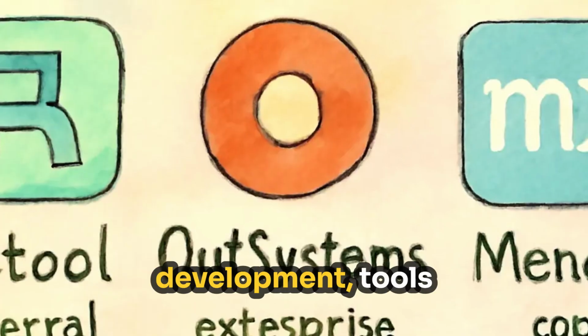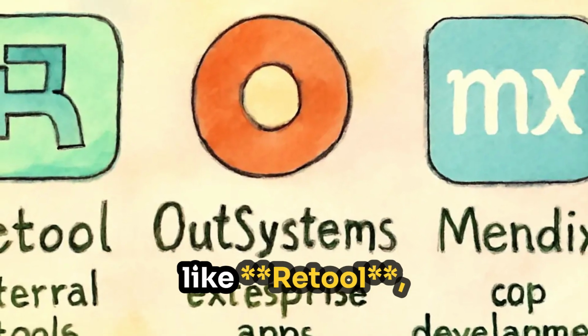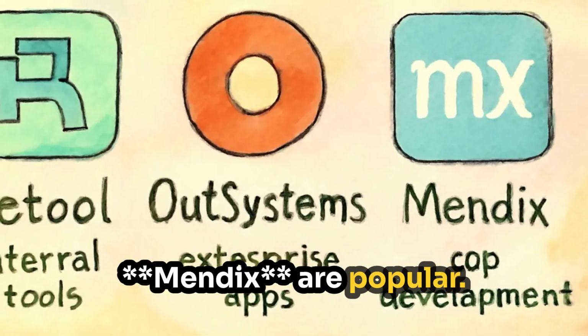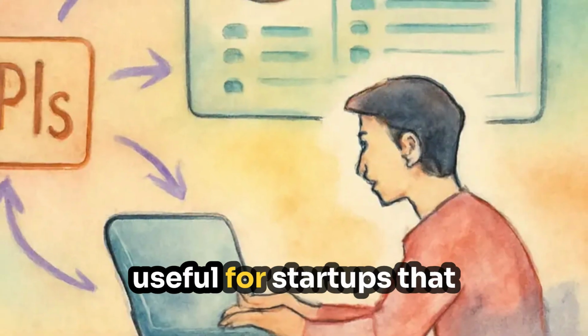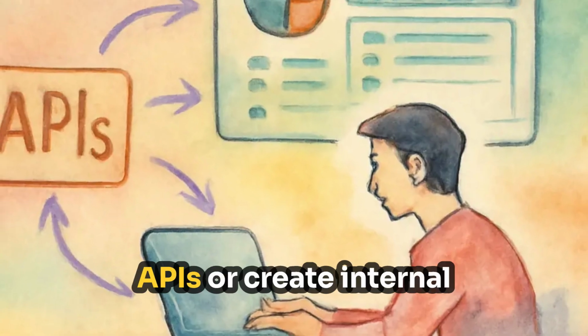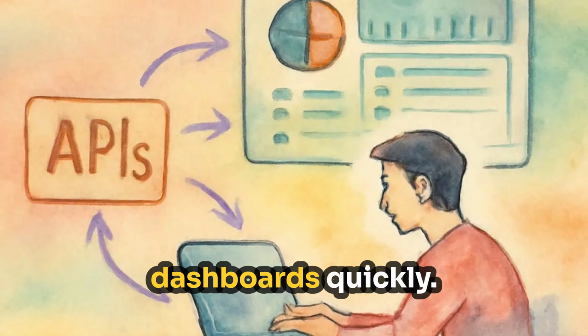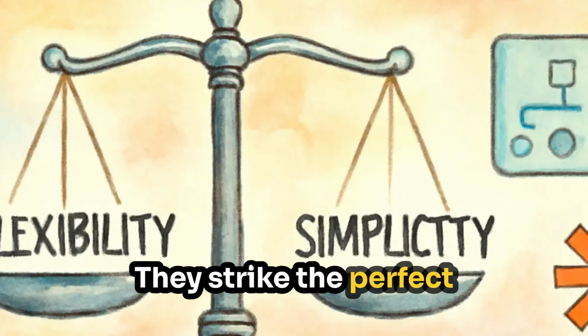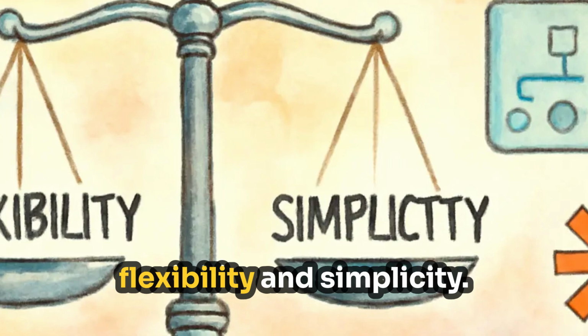For low-code development, tools like Retool, OutSystems, and Mendix are popular. These are especially useful for startups that need to integrate multiple APIs or create internal dashboards quickly. They strike the perfect balance between flexibility and simplicity.